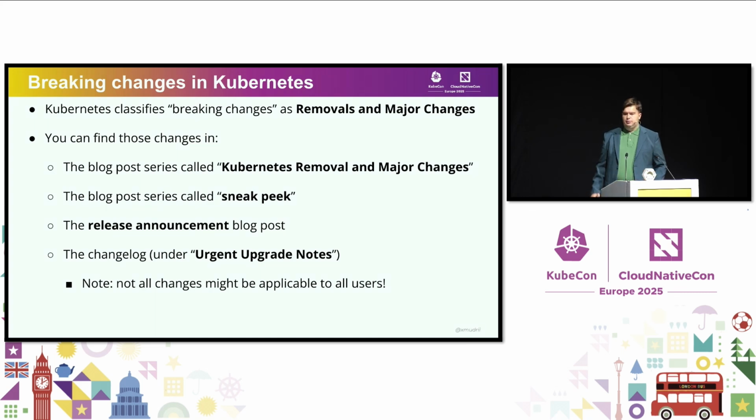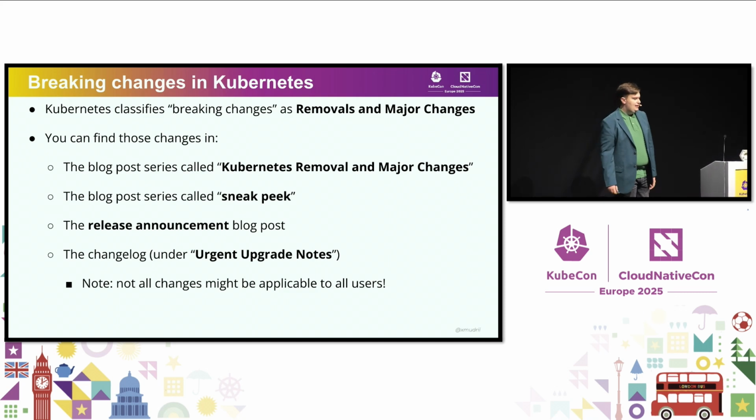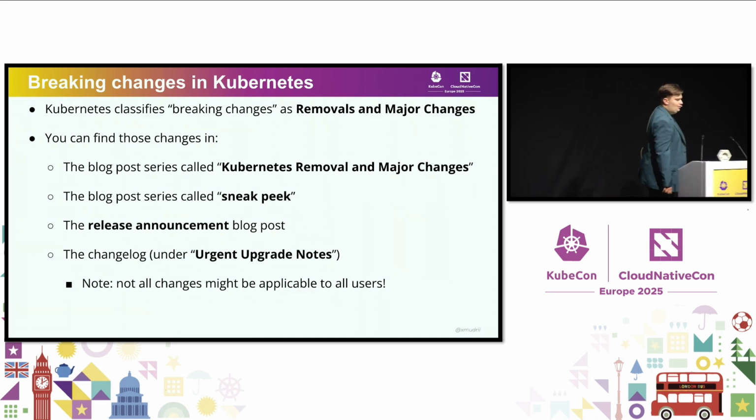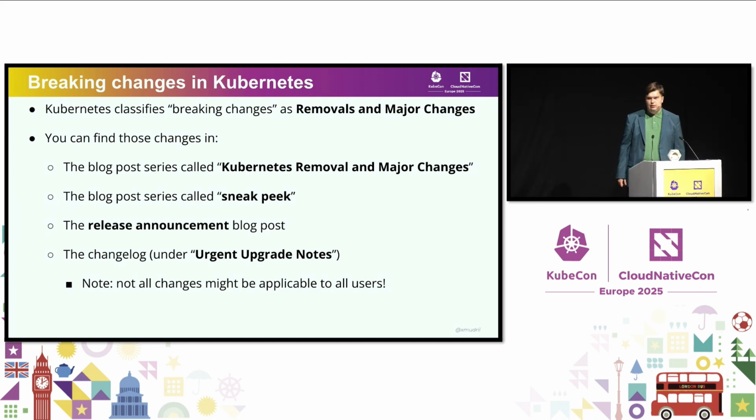There is also a blog post series called Sneak Peek that also goes out shortly before the release, and that contains stuff that will be changed and that's important for you to know. The release announcement blog post, of course, and for the end, the changelog. You probably have seen it many times, and the legendary urgent upgrade notes that we are always scared about, but that contains something that you need to be aware of. And of course, in the changelog, it's very important to evaluate it.